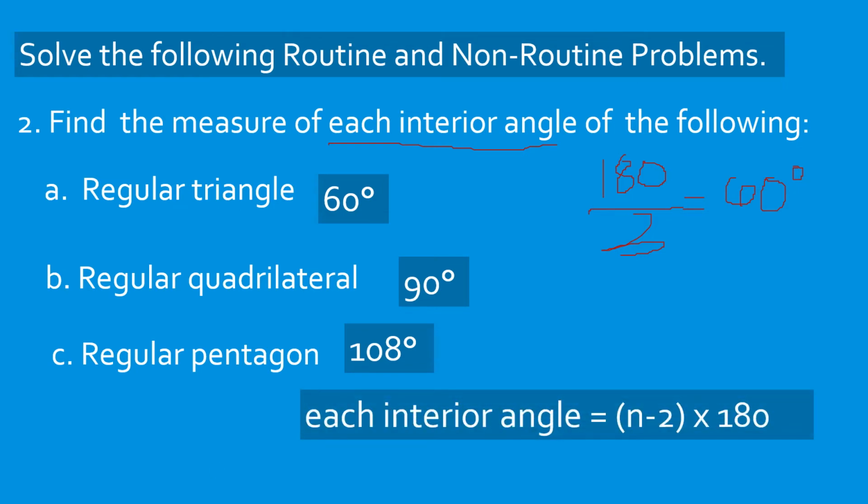Or, this is the formula to find the measure of each interior angle. This one, sum of the interior angles divided by n, which is the number of angles. Okay, so this is the formula to find the sum of the interior angles. Then, if you're going to divide that by n, which is the number of sides or the number of angles, that's the measure of the interior angle.